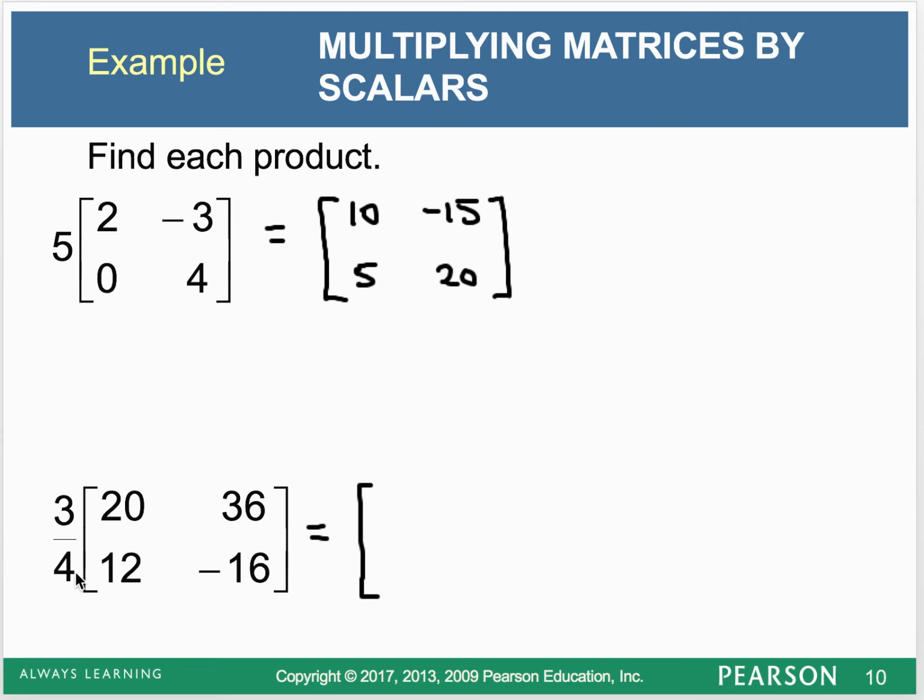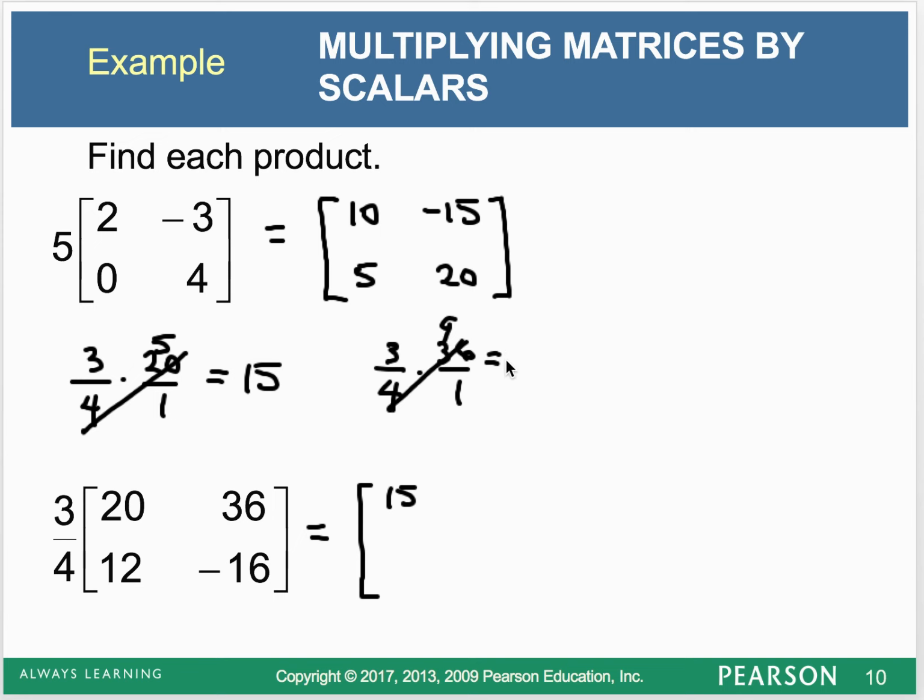Okay, so this one, 3/4 times 20. If you have to go up here and do your math, that's okay. 3/4 of 20, though. Hopefully we know that's 15. Okay. So 3/4 of 36, 27. If you need to go up and do your math, hopefully we know how to multiply fractions, right? 3/4 of 12, the same thing, that's 9. And then 3/4 of -16, -12.